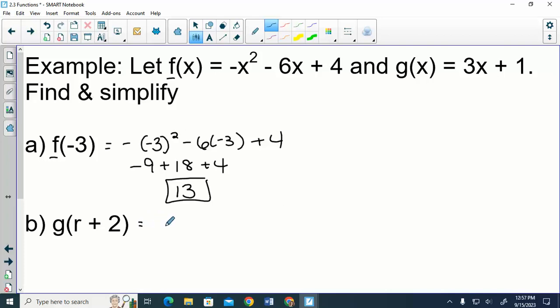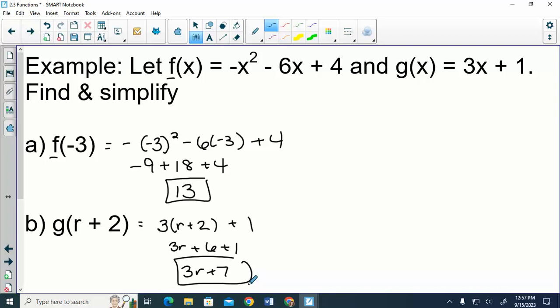Plus 2. So that says you go to function g, and we replace the x with an r plus 2. So if we distribute, we get 3r plus 6 plus 1, or 3r plus 7. Good on those two?